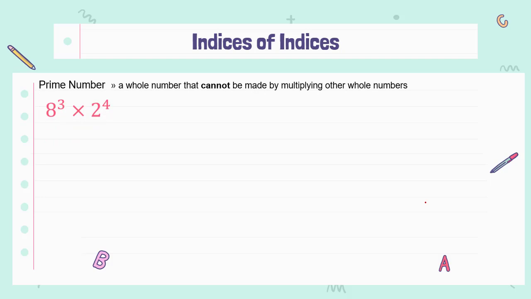So, this time, you have to remember about prime numbers, and you will know why we need prime numbers. A prime number is a whole number that cannot be made by multiplying other whole numbers. For example, 2, 3, 5, 7, and so on.